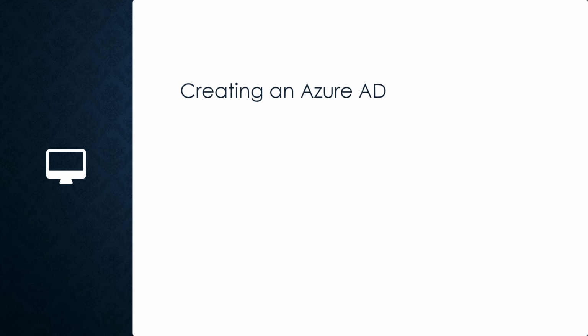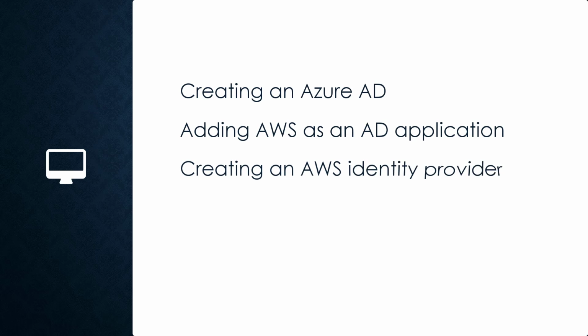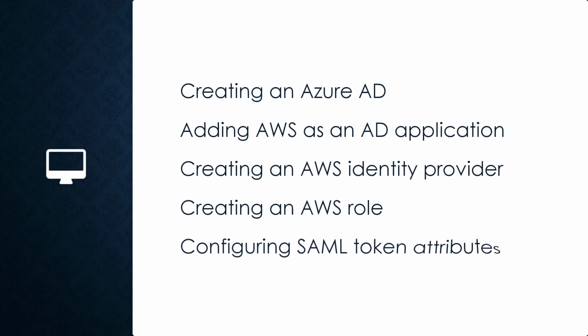In this exercise, we will go through the steps of creating an Azure AD, adding AWS as an AD application, creating an AWS identity provider, creating an AWS role, and configuring SAML token attributes in Azure AD to enable SSO. Finally, we will test our setup with a dummy user. So let's get started.